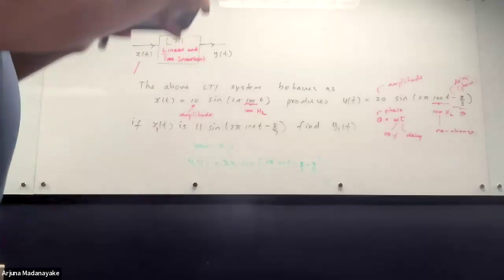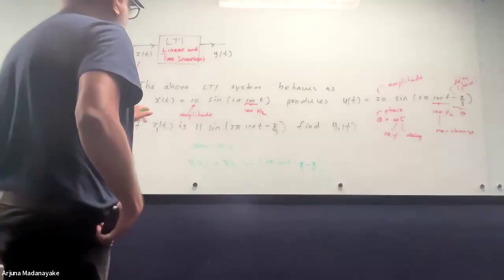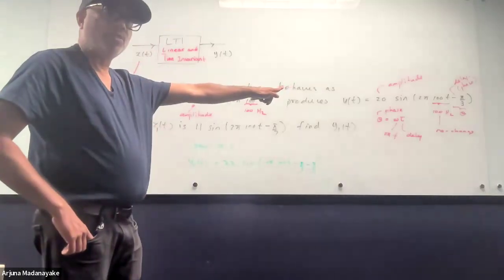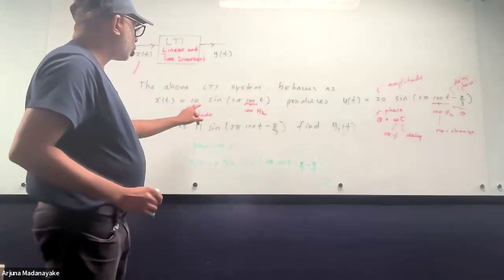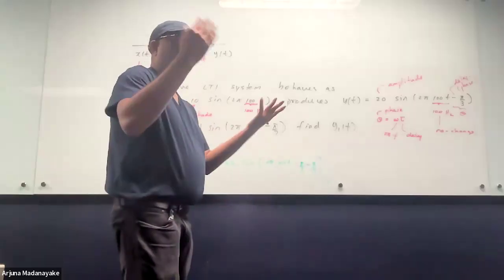Is there a formula for the gain? I know how you got the 2, but is there like a formula? So gain is simply how much the output is scaled compared to the input, right? So the amplitude here is 10 and this is 20. So it's just, okay.